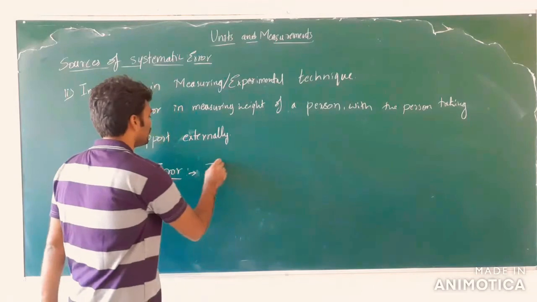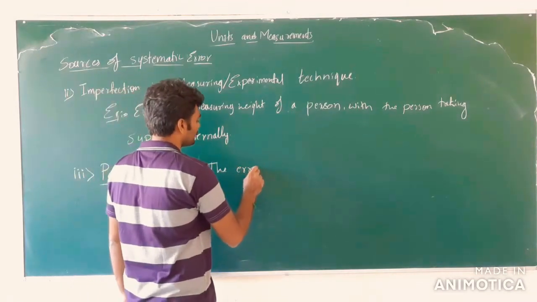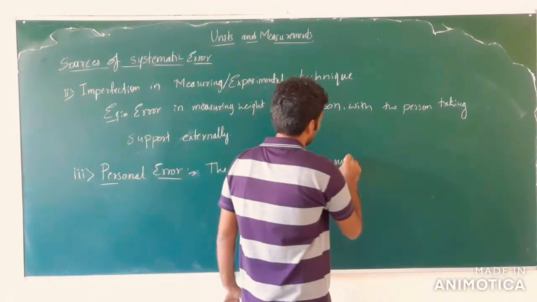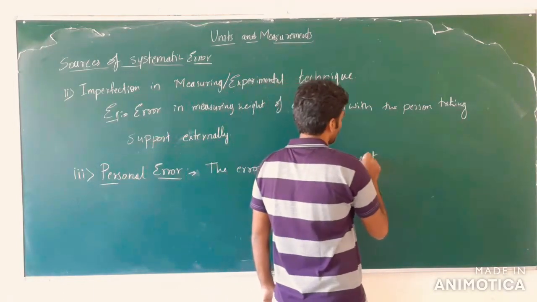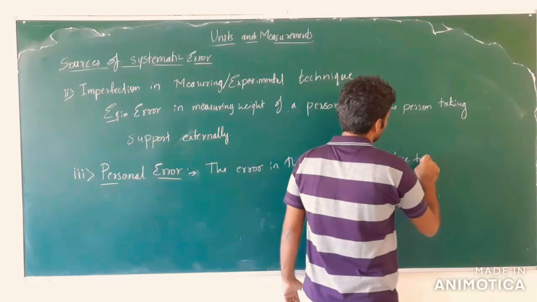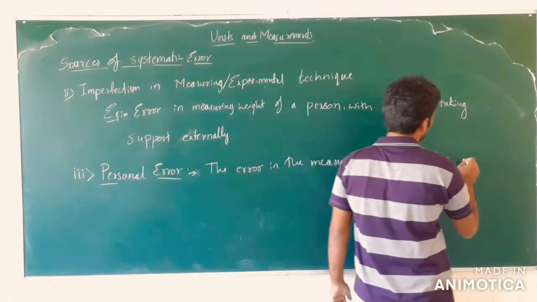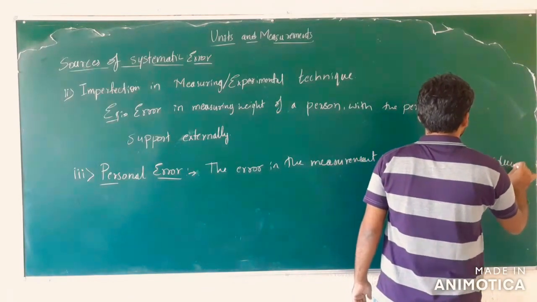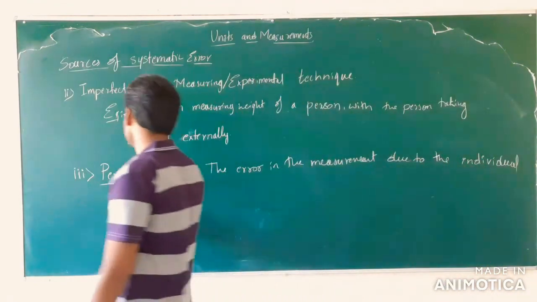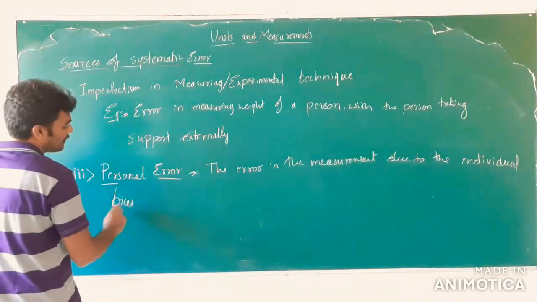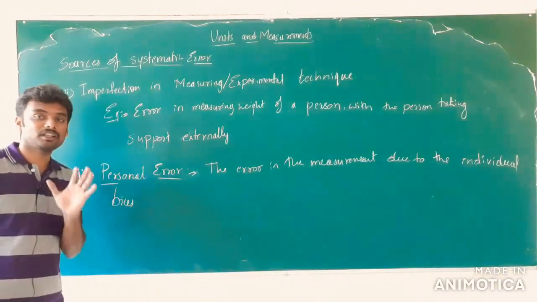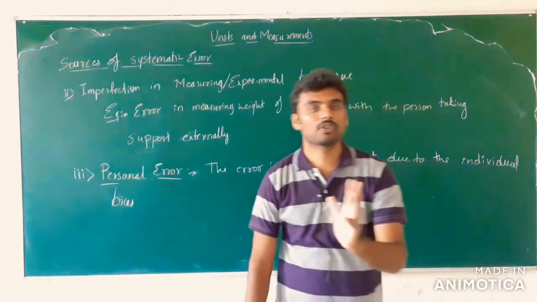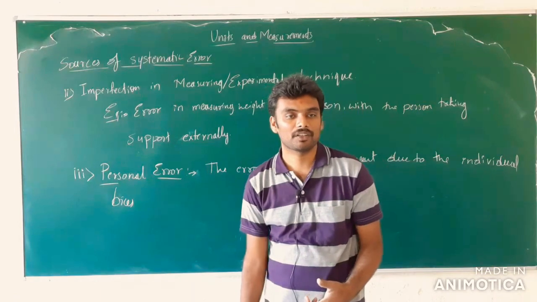Okay, so the error in the measurement due to the individual bias is considered to be personal error. Okay, see, and not sure whether you have observed this kind of reading or not.